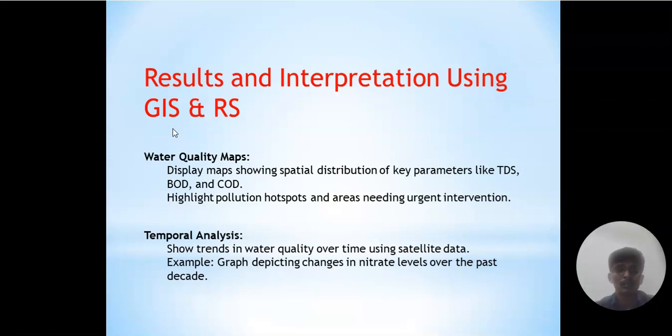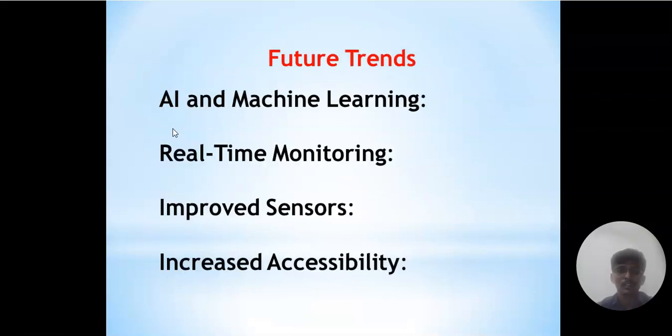Then the second one is temporal analysis. This mainly shows the trends in water quality over time using satellite data. Let's say we can take the example of a graph depicting changes in nitrate level over the past decades. So based on this, I'm going to display the result and interpretation part.